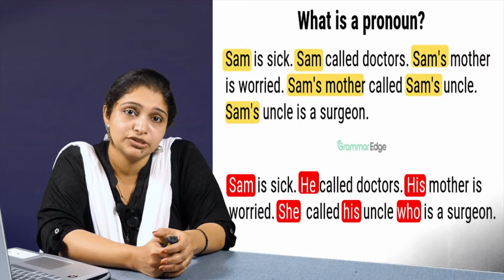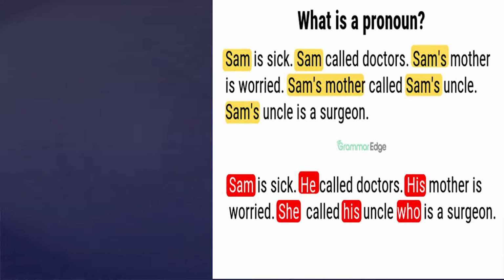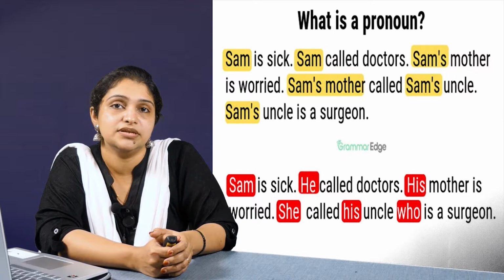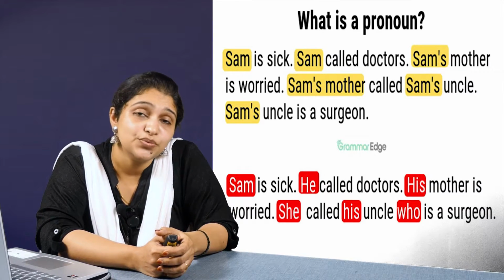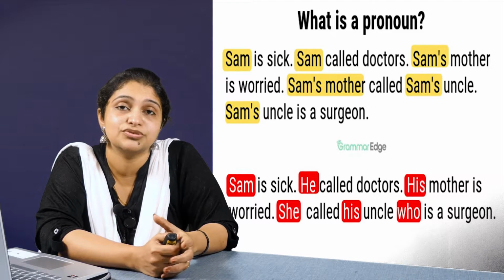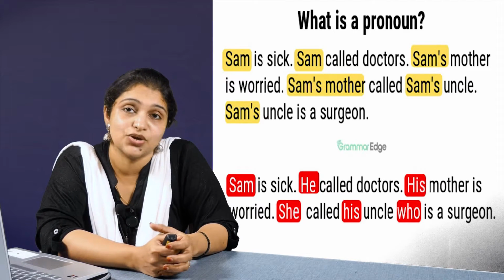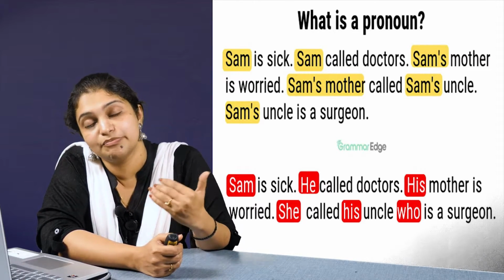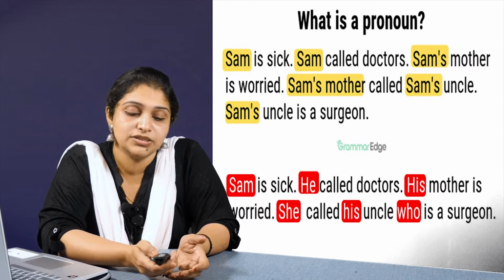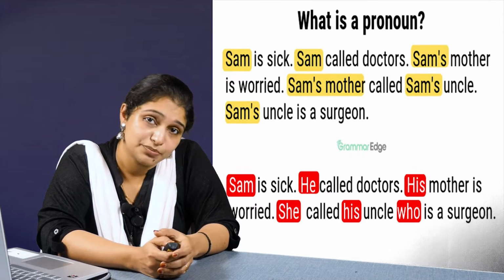You can see the next example. Sam is sick. He called the doctors. His mother is worried. She called his uncle, who is a surgeon. The words highlighted in red are called pronouns. Pronoun, instead of noun. A category of words used instead of a noun, to avoid this kind of awkwardness of repeatedly using it, are called pronouns. You have plenty of pronouns here.